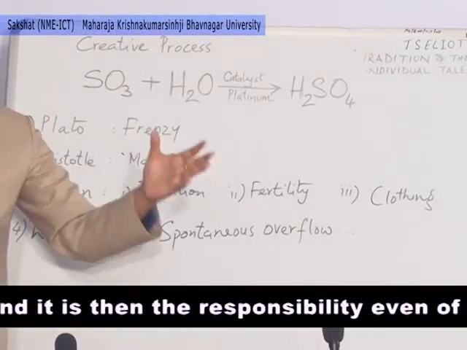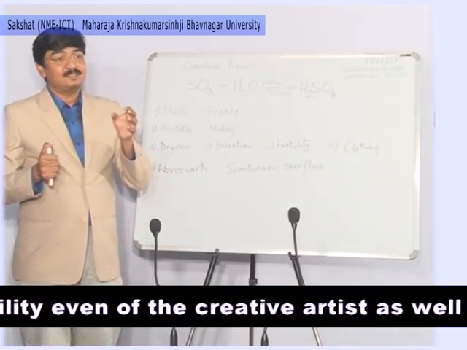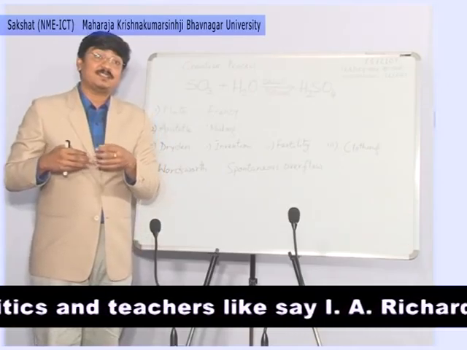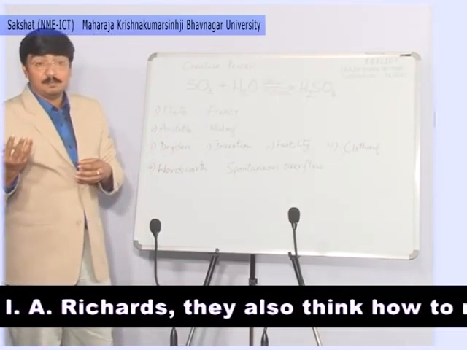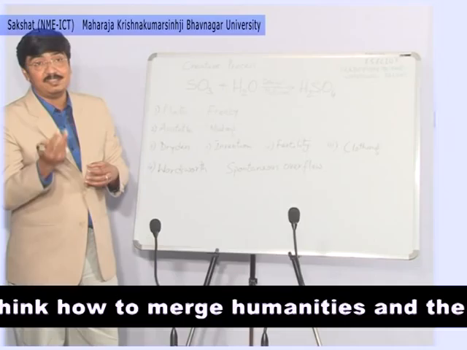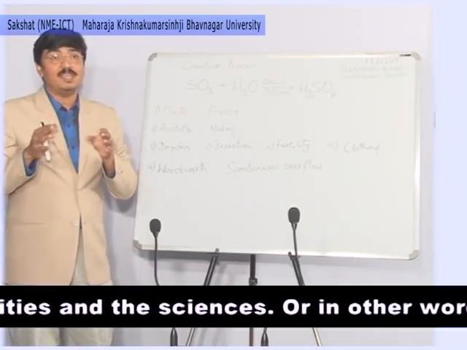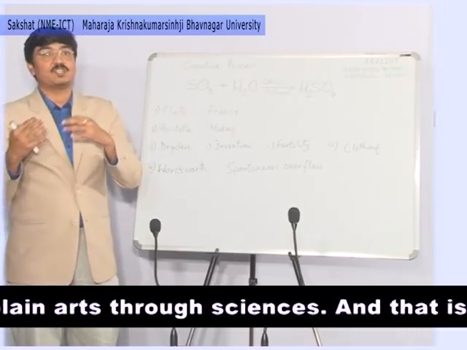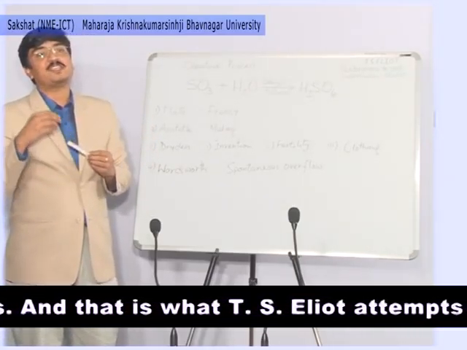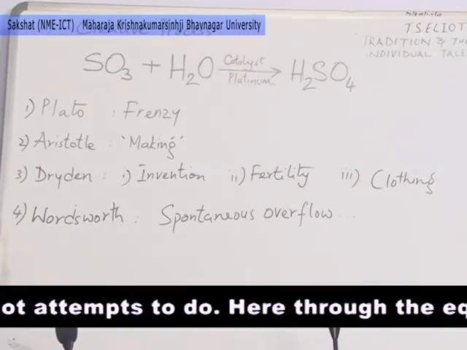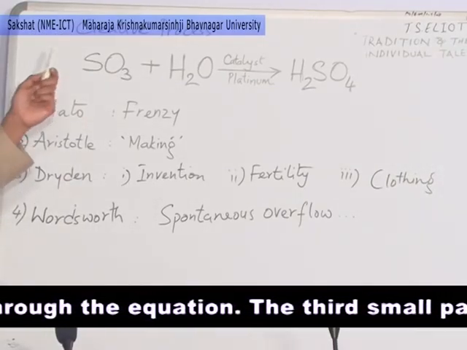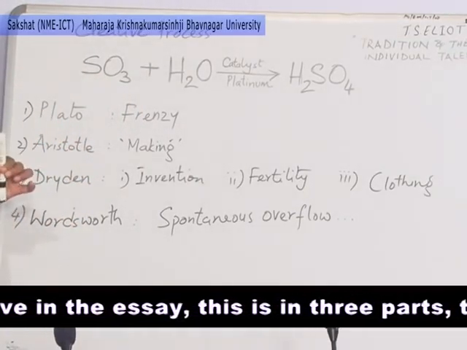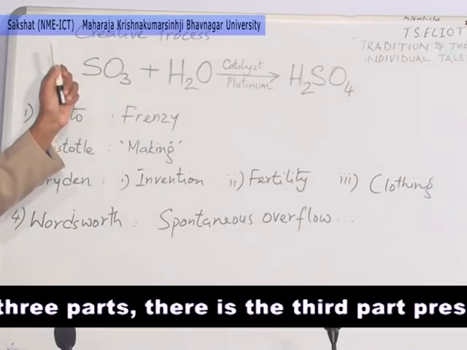Science presents knowledge, and it is then the responsibility even of the creative artist as well as critics and teachers like, say, I.A. Richards, they also think how to merge humanities and the sciences, or in other words, how to explain arts through sciences. And that is what T.S. Eliot attempts to do here through the equation.